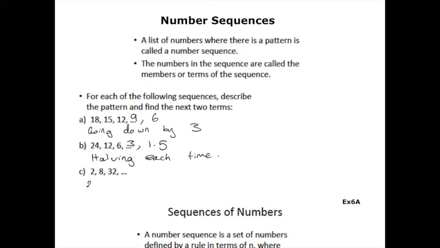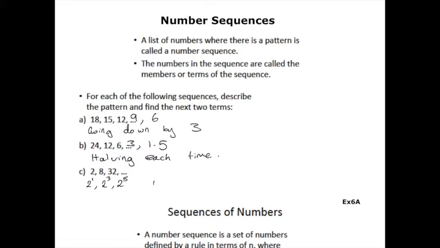is like 2 to the 1, then the next one is 2 to the 3. The next one is, does anyone know? 2 to the 5. So the powers are going up by 2. However, it doesn't need to be that complicated. Just multiplying by 4 each time is fine too.